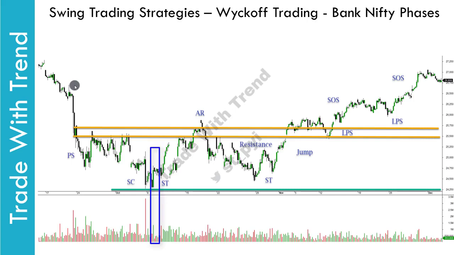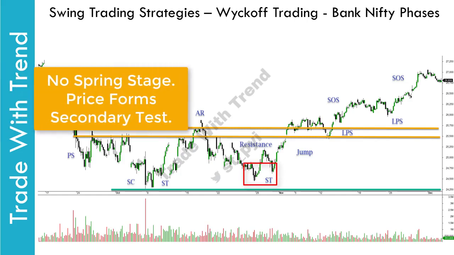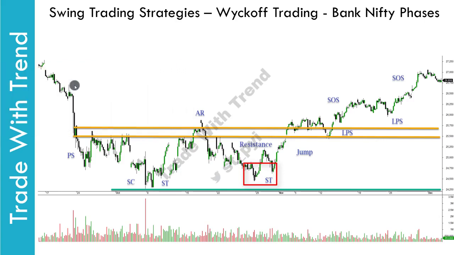From here on, price then rises and forms the automatic rally region. Now this pauses at the resistance line drawn from the preliminary support region. The excess formed here marks the second range line. From here, price again retraces and forms a secondary test. It's important to know that the spring stage does not form here and price instead forms a secondary test stage. And then it takes off to form the jump stage where price pierces the range on the upside.